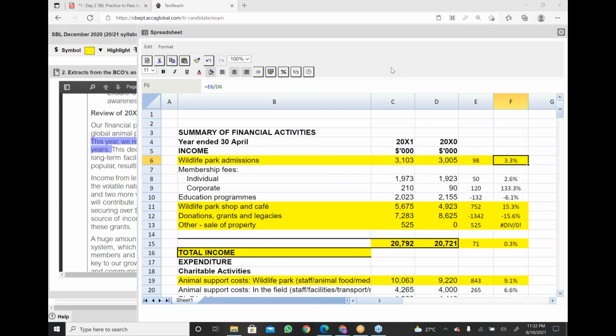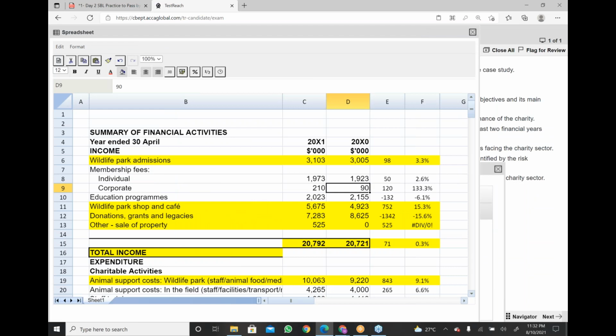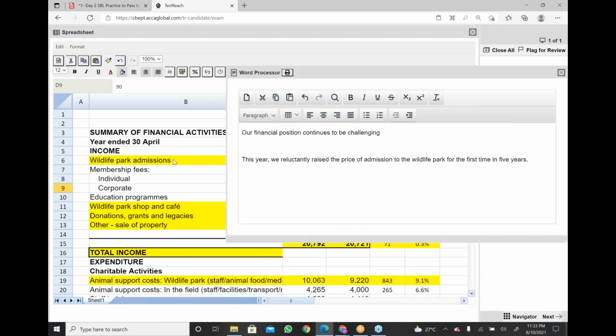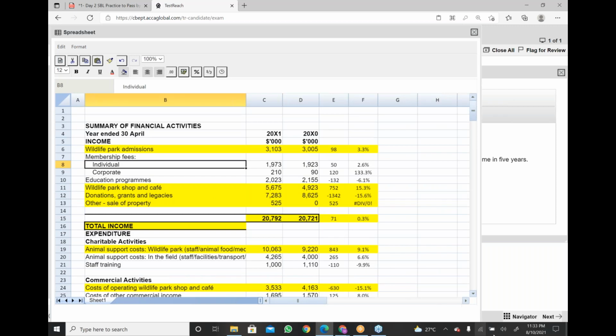Interesting. So that's one point. Can we draft it somewhere? So this one is wildlife. Let me just reduce the screen size.